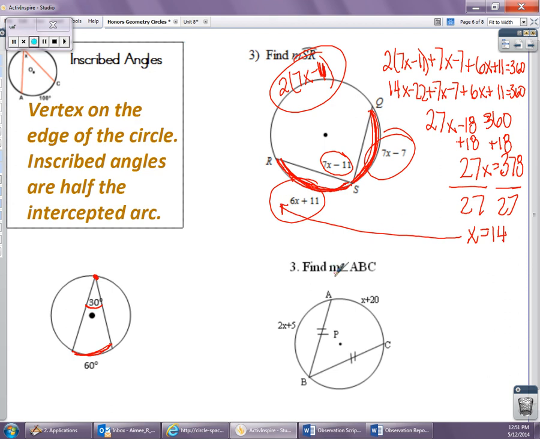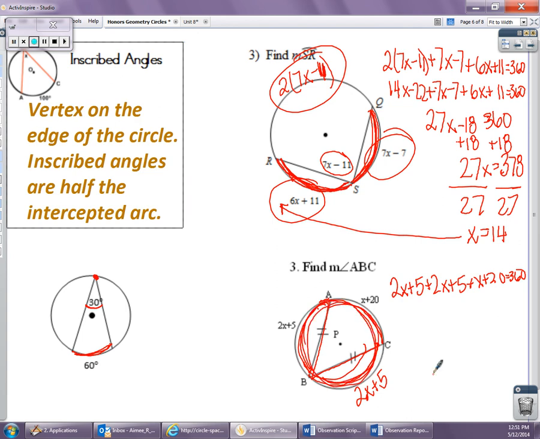Okay, down here we also did number 3 in class today. So we know that if this chord is congruent to this chord, then the arcs are congruent as well. So I'm going to take 2x plus 5 and 2x plus 5, and I'm going to set up my expression 2x plus 5, and all of those should equal 360. Okay, so arc plus arc plus arc, all of these arcs added together equal a total of 360. Okay, combine like terms and solve.